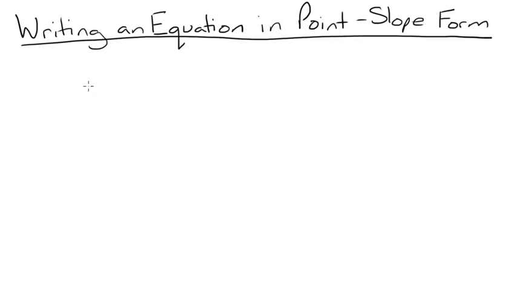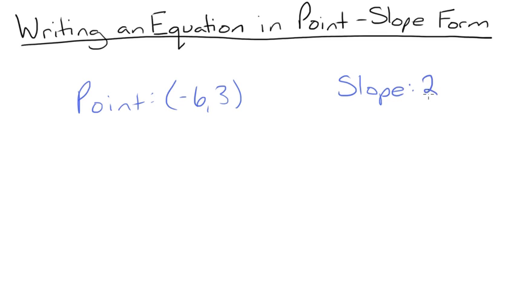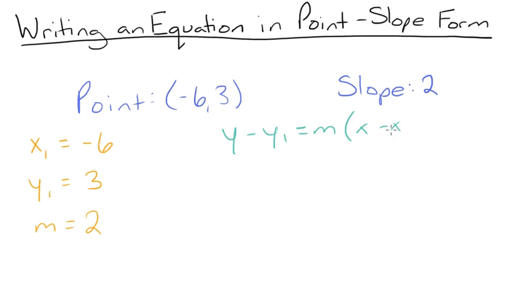Find the point-slope form equation for a line that passes through the point -6, 3 and has a slope of 2. So first we're going to write out the values that were given. x1 is equal to -6, y1 is equal to 3, and m is equal to 2. Then we're going to write out our formula. This will help us remember it and make sure that we plug our values into the correct place. So we have y minus y1 equals m times x minus x1.